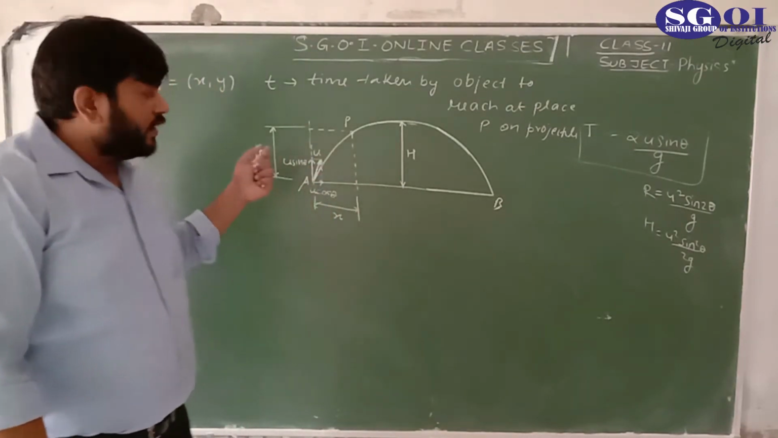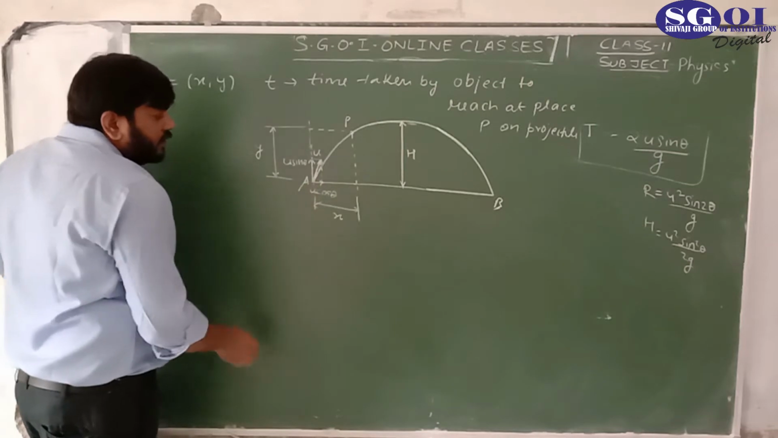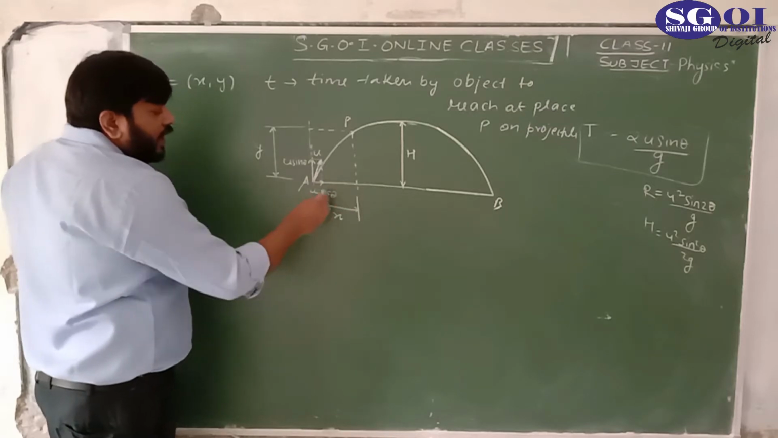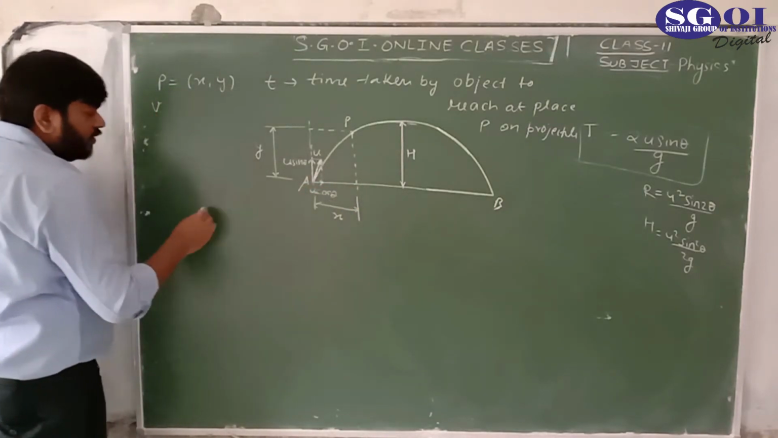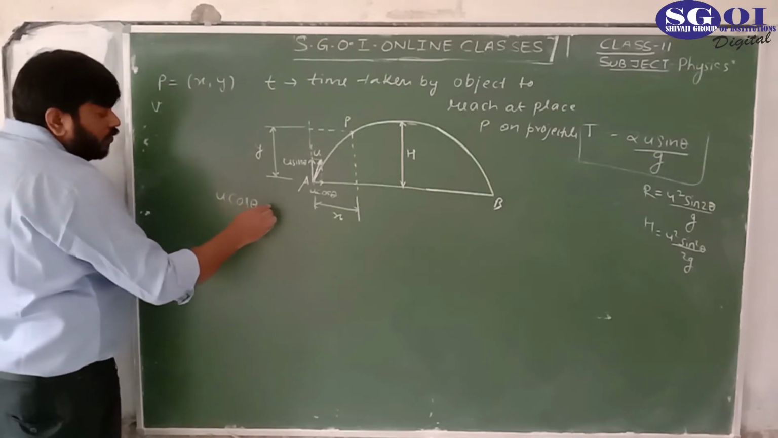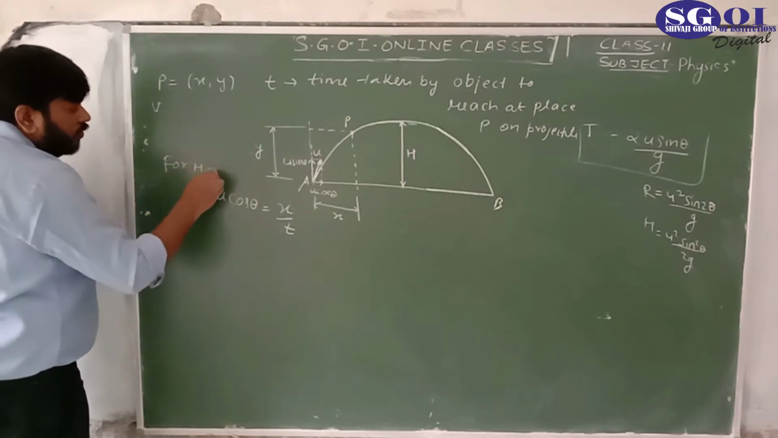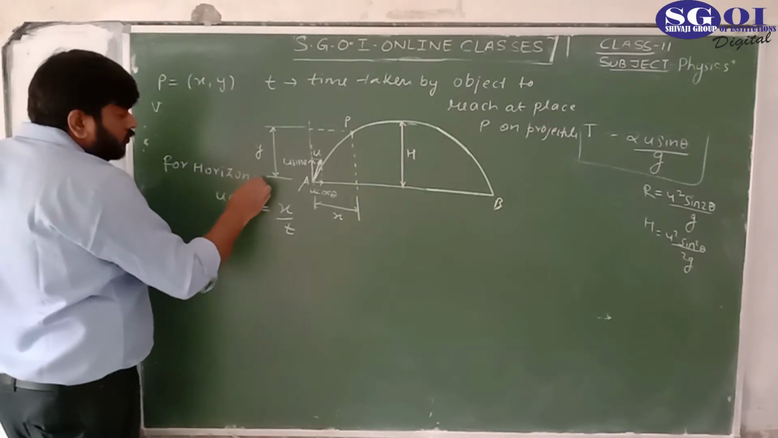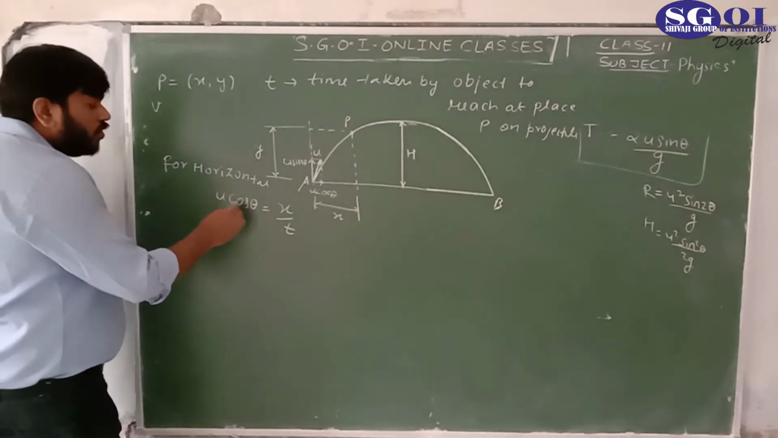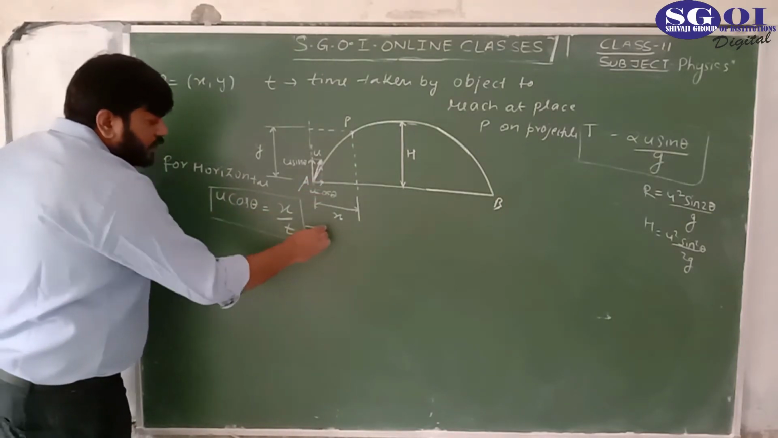We would solve in the horizontal and vertical axes independently. We know that in the time from here to here the object covers distance x with velocity u cos theta, uniform velocity, and the time is t. So from this information we can say that for horizontal, u cos theta equal to x by t. Speed is equal to distance upon time, simple because it is a uniform velocity. So u cos theta equal to x by t. This is equation number one.